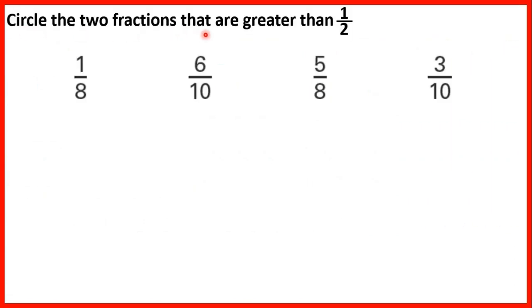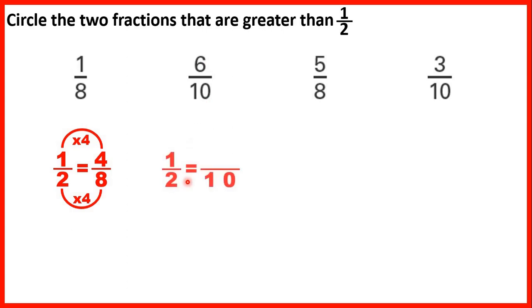Circle the 2 fractions that are greater than 1/2. So first we have 1/8. We can use equivalent fractions to find that 1/2 is the same as 4/8, so 1/8 is not greater. Now we have 6/10. 1/2 is the same as 5/10, and 6/10 is greater than 5/10, so we know that it must be greater than 1/2.